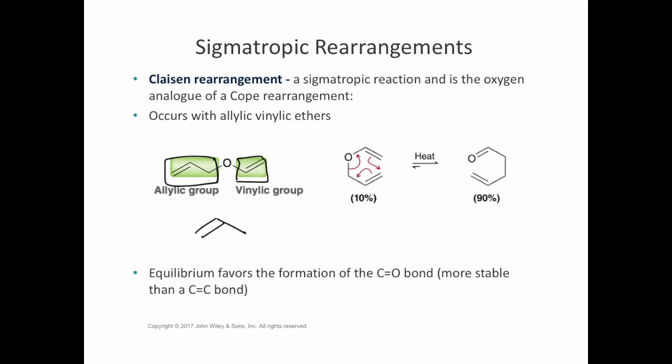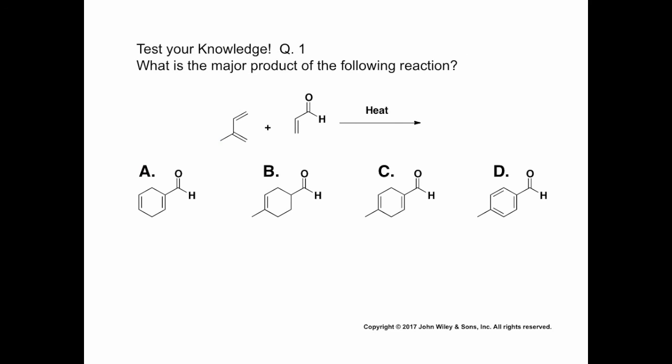And in this, you're again going to simply rearrange. This pi bond forms a new sigma bond, this pi bond moves over, and this sigma bond breaks, creating a new pi bond. So in this, you actually get the aldehyde as your product. Equilibrium here favors the formation of that carbonyl because it's stronger and more thermodynamically stable than a carbon-carbon double bond. Now test your knowledge.